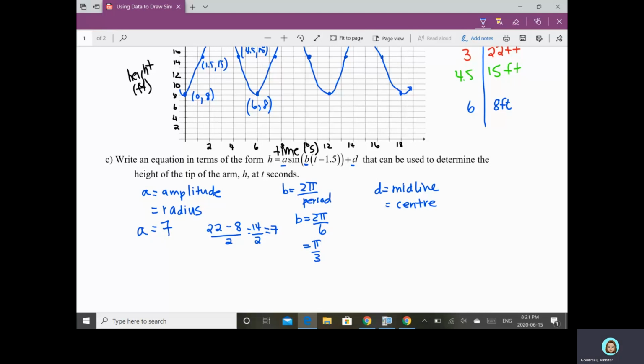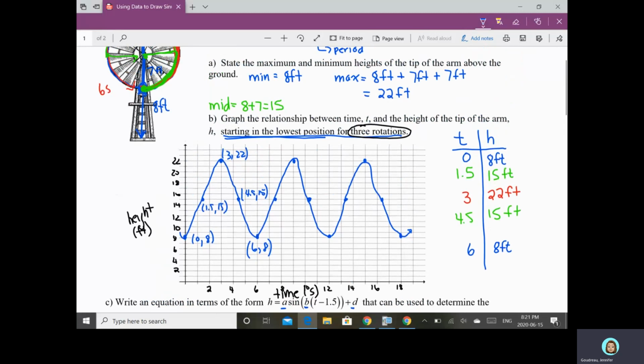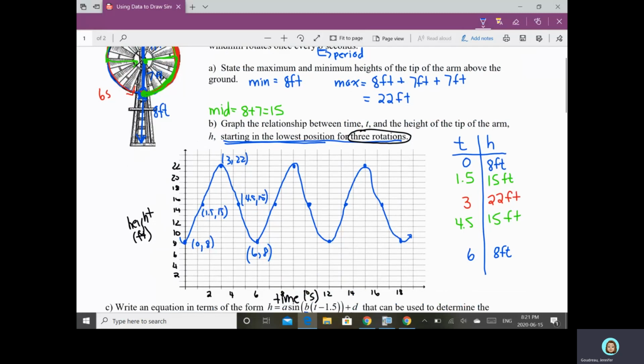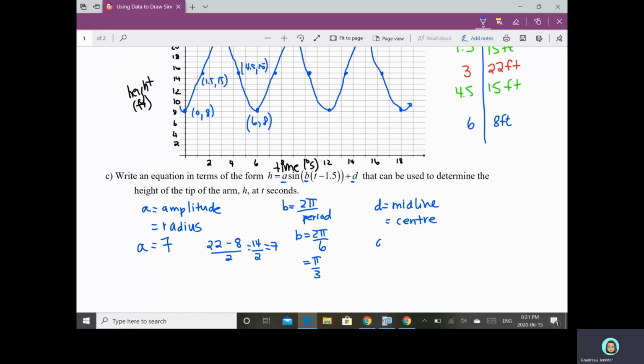D, the midline, is where the center of the circle is. And we established that. The center of the circle, the center of the windmill, was at 15 feet above the ground. So right away, our midline, our D value, is 15. Could we use the calculation if we wanted to? The formula? Sure. Max plus min divided by 2. 22 plus 8 is 30, divided by 2 is 15. So you can use it as a double check if you want, but you don't even need to do that. The center of the circle is always the midline.